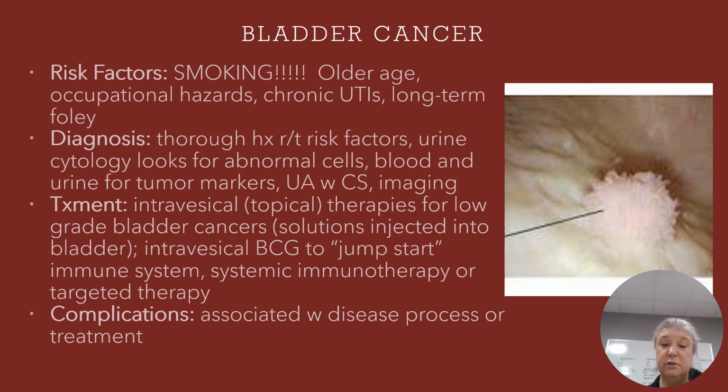What happens with cancers, people who are diagnosed with cancer, is the cancer manages to outrun the immune system. So by using the BCG to jumpstart the immune system, that immune system comes in, okay, and starts grabbing those cancer cells. So it's very interesting. There can also be systemic immunotherapy or targeted therapy, okay? Complications, it's cancer, and the treatments are cancer treatments. So those complications associated with disease process and what treatment we're using. All right.